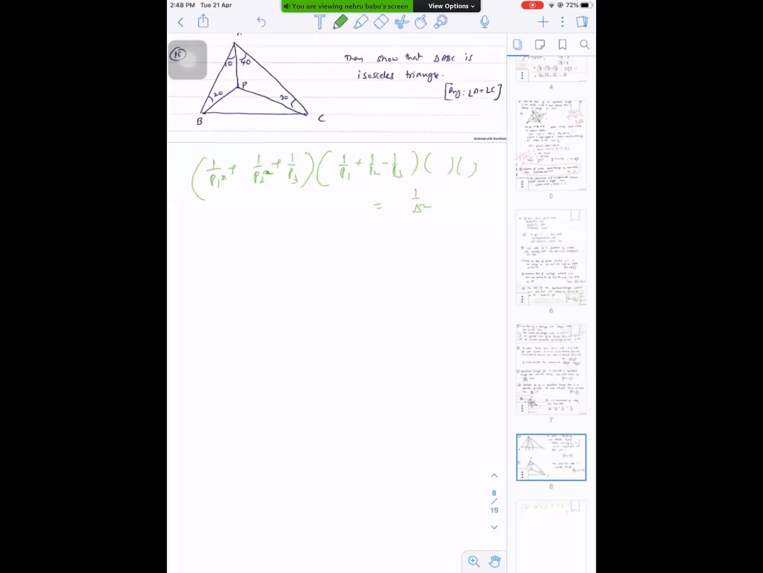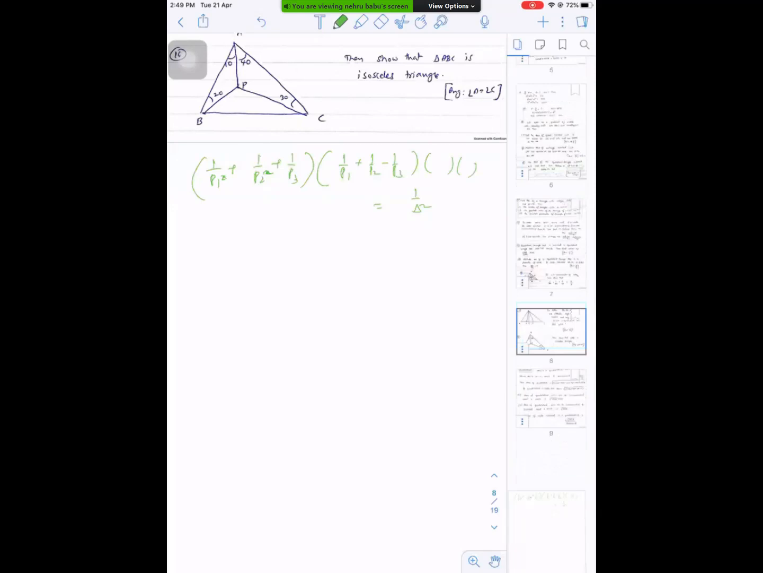Directly, half into base into height, if you use it, it's coming. That was basically Heron's formula. Yes, 2 delta by A, that formula: A by 2 delta, B by 2 delta, C by 2 delta. Correct. So in terms of altitudes, you are getting the result.